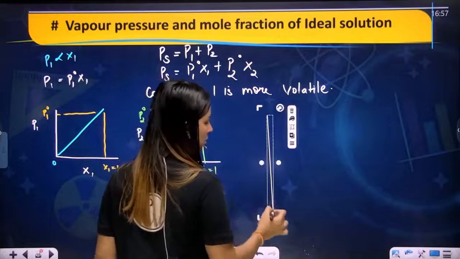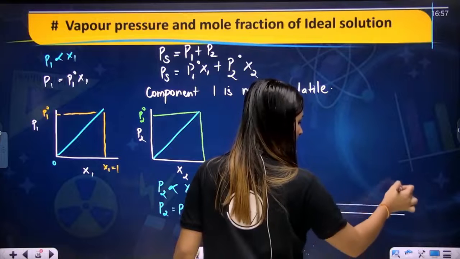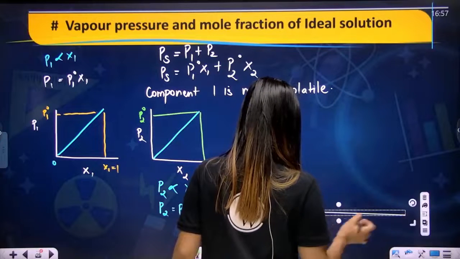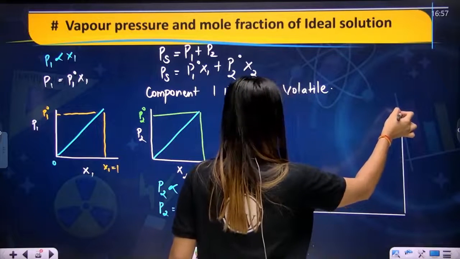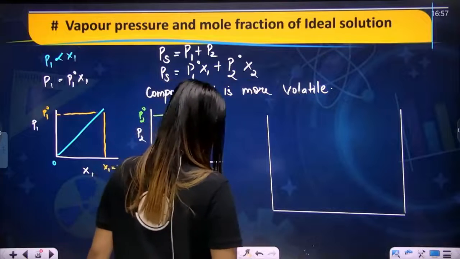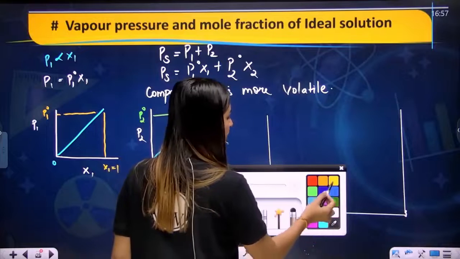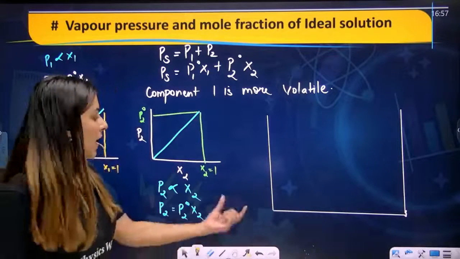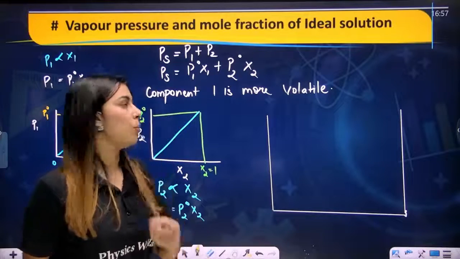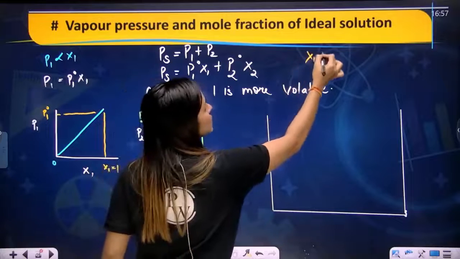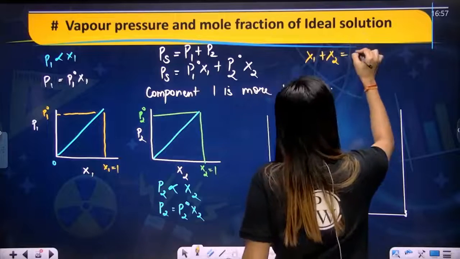Imagine you have something like this. Now, what are we going to do? Now we are going to plot the graph. How are we going to plot the graph? See, I told you on the x-axis you need to write the mole fractions, and you know that there are two components, which means that x1 plus x2 is equal to 1, right?